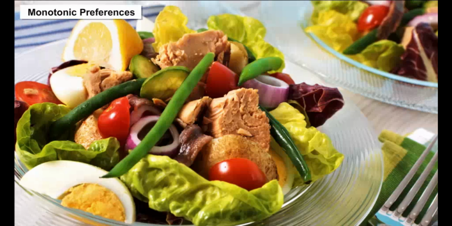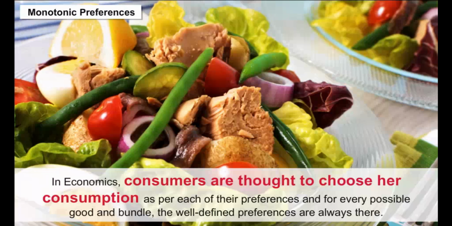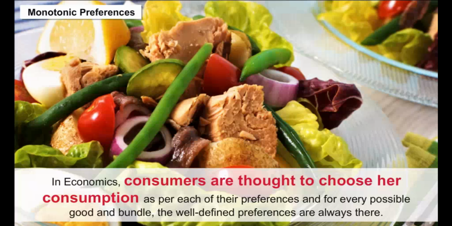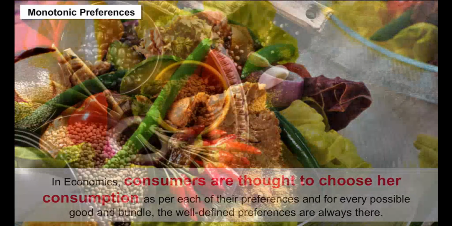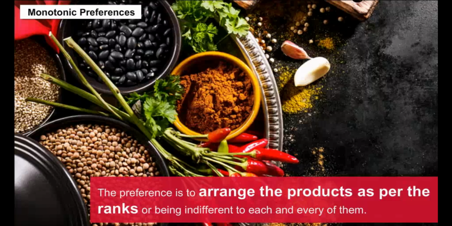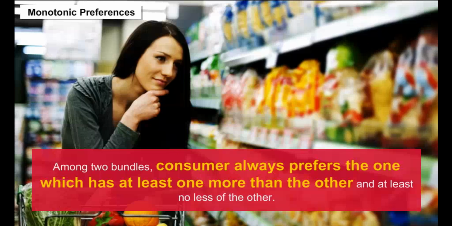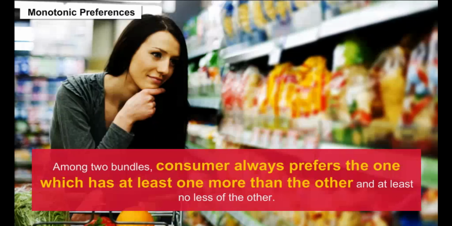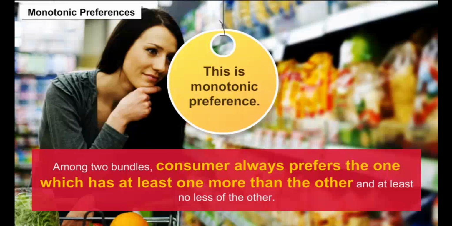Monotonic preferences. In economics, consumers are assumed to choose their consumption as per their preferences, and for every possible good and bundle, well-defined preferences are always there. That is, the preference is to arrange the products by rank or to be indifferent between them. Among two bundles, the consumer always prefers the one which has at least one more of a good and no less of the other. This is monotonic preference.